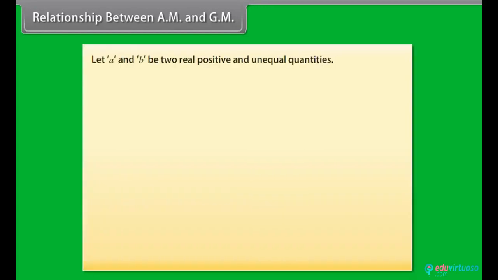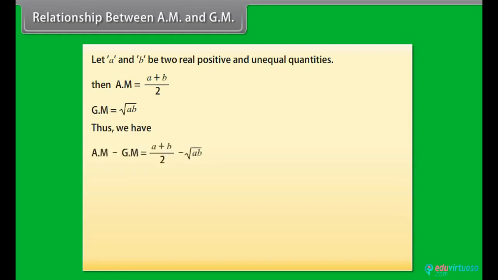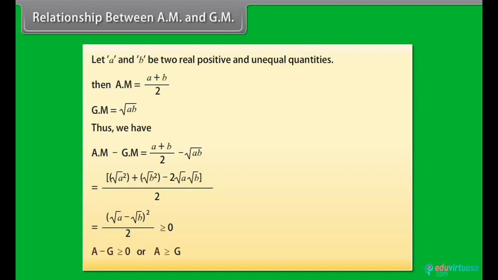Relationship between AM and GM. Let a and b be two real, positive and unequal quantities. Then arithmetic mean is equal to a plus b divided by 2. Geometric mean is equal to square root of ab. Thus we have arithmetic mean minus geometric mean is equal to a plus b divided by 2 minus square root of ab. And on solving, it is found that the difference is greater than or equal to 0, and A is greater than or equal to G.